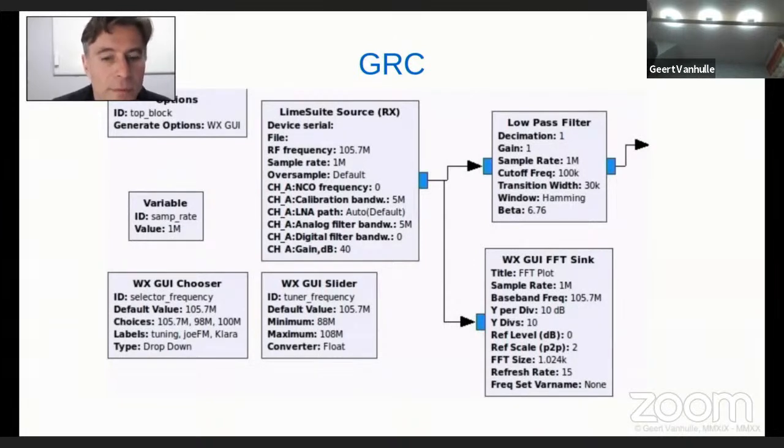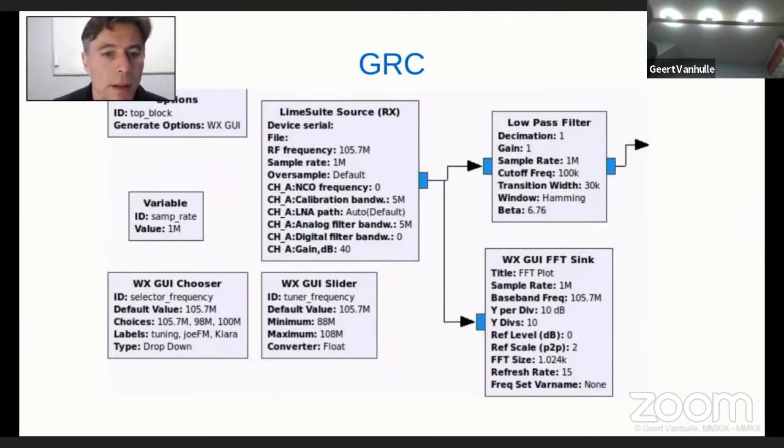GRC actually allows for adding blocks like variables, and I have here a variable called samp_rate. These are variables that you can use in all of the blocks so that you don't need to adapt all these parameters in all the different blocks if you want to make some changes to your flow graph. So now I have a variable called samp_rate with a value of 1 megasample, and I can use this as a parameter in the different blocks.